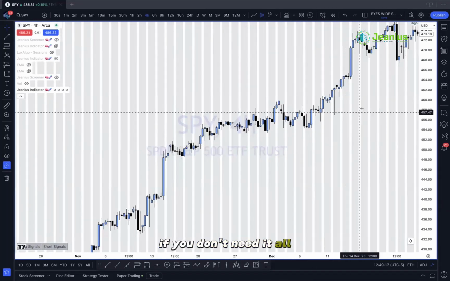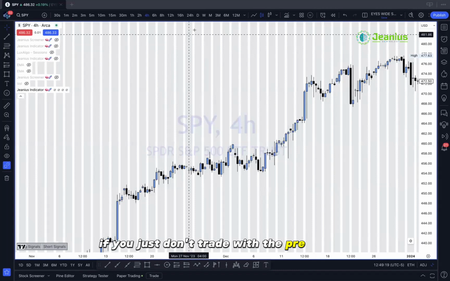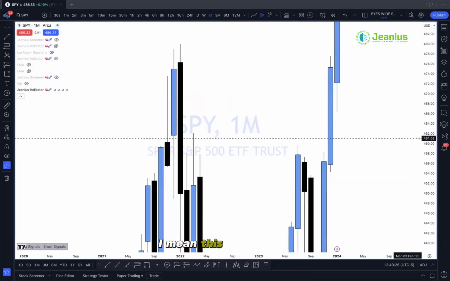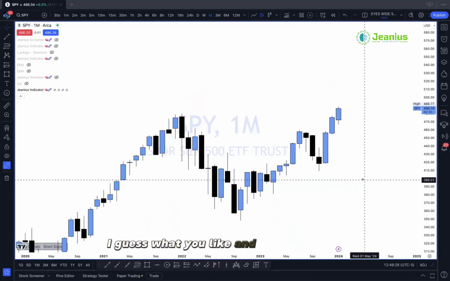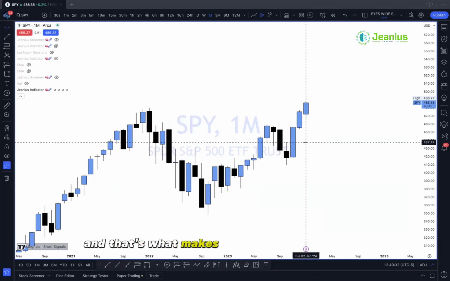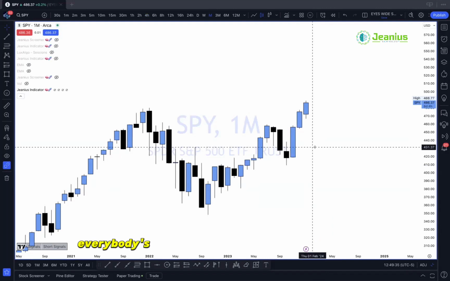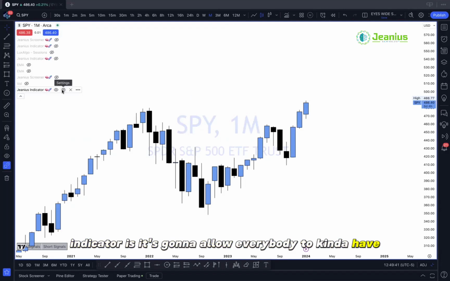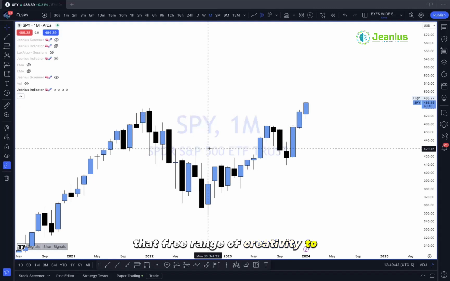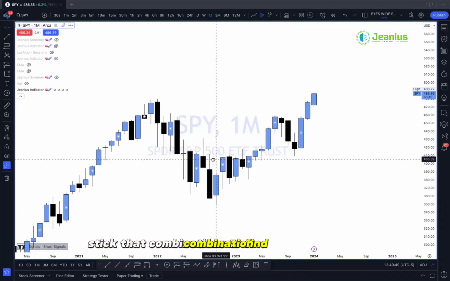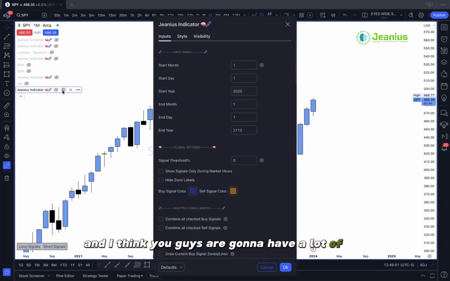If you don't trade with pre-market and post-market information, then that's okay. It's all about what you like and how you trade. That's the whole point of the Jeanius indicator, and what makes it unique: everybody's not going to be using this the same way. I think that's the beautiful part about this indicator. It allows everybody to have a free range of creativity to plug and play and stack combinations to find what their best combination is. I think you guys are going to have a lot of fun with that.